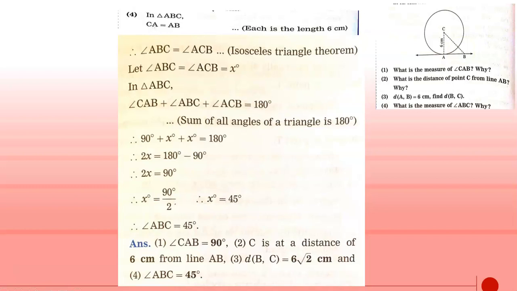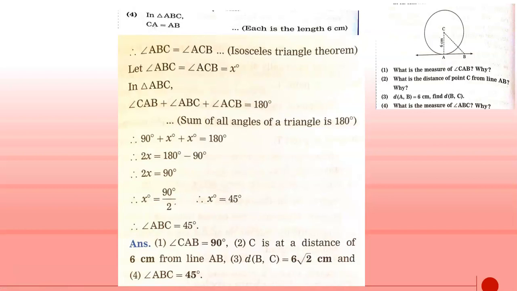Now, let angle ABC equal to angle ACB equal to x degrees. I don't know the value, so I am going to assume it. Now, in triangle ABC, angle CAB plus angle ABC plus angle ACB, all three angles, is equal to 180 degrees. The reason? Sum of all angles of a triangle is 180 degrees.